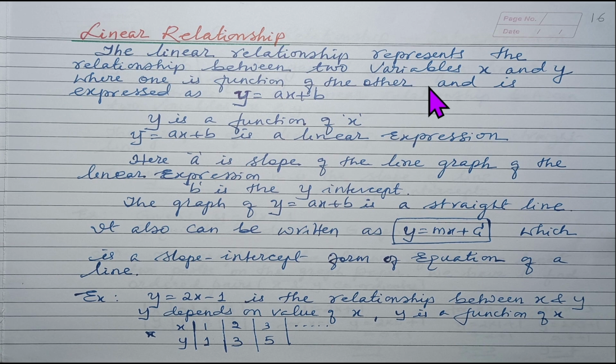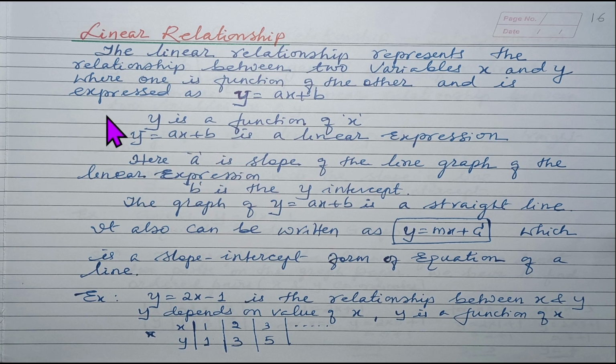Where one is a function of the other and is therefore expressed, please understand, a linear relationship between two variables x and y is expressed in the form y is equal to ax plus b. Y is a function of x. Y is equal to ax plus b is a linear expression, or even you can call it a linear equation. Here a is the slope. Please understand this. A is the slope of the line graph of the linear expression.